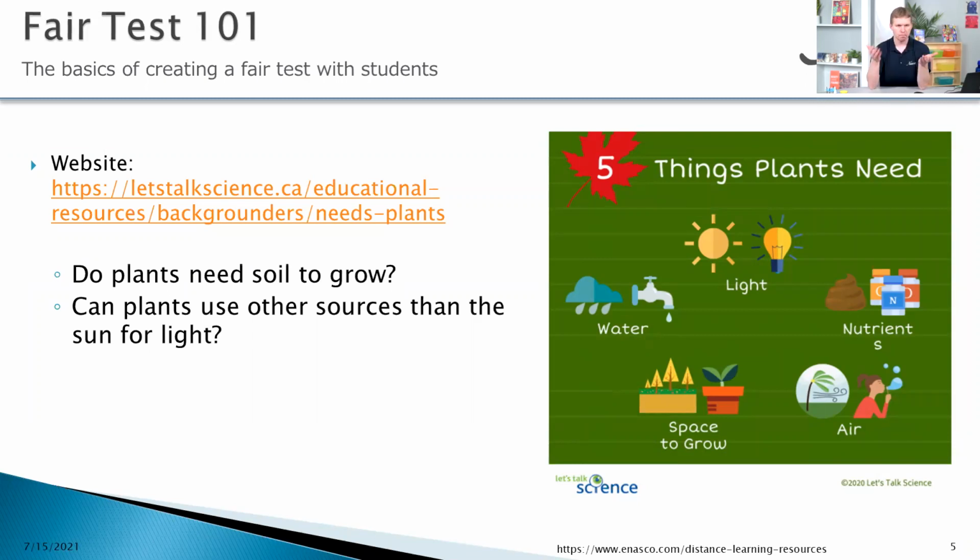Another thing too: can plants use other sources than the sun for light? Do they always have to use the sun? A lot of times, especially at the elementary level, they think, oh, they just need sunlight. Well, no, there's artificial lights. It's the same thing with the soil circumstance, where they don't necessarily need soil, but they need the necessities that come from soil. Same thing with the sunlight. As long as they get that, then they can go through the process of photosynthesis.